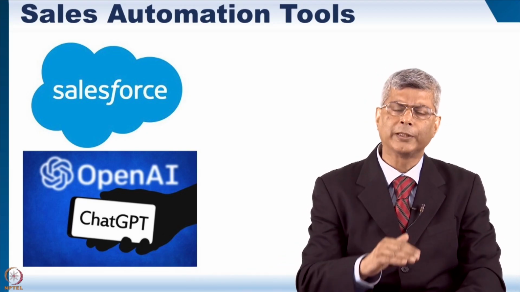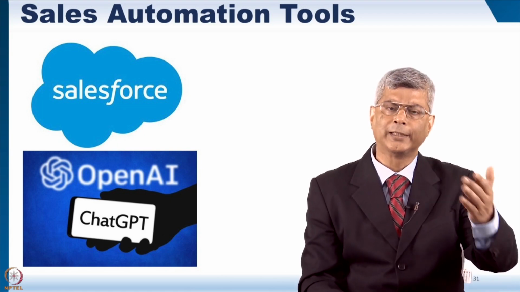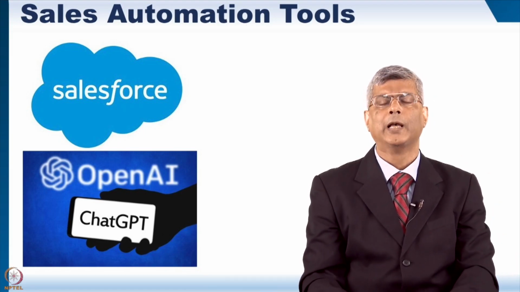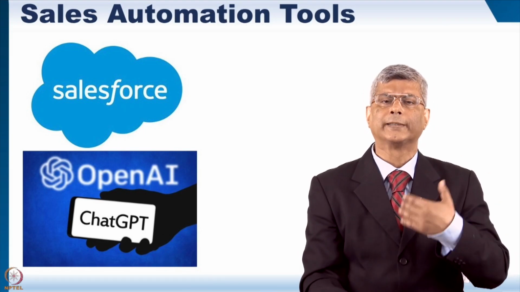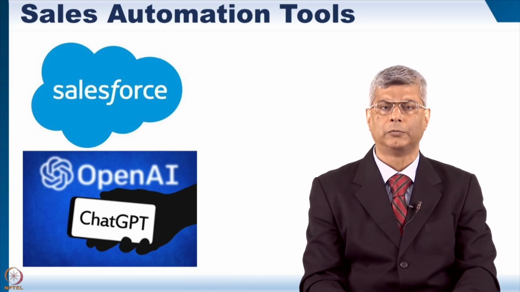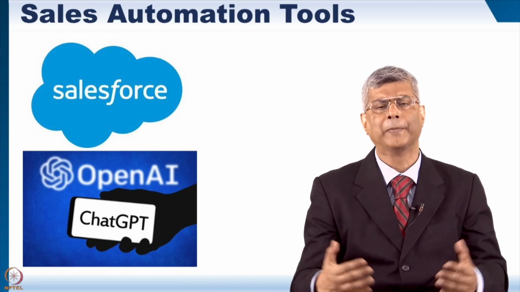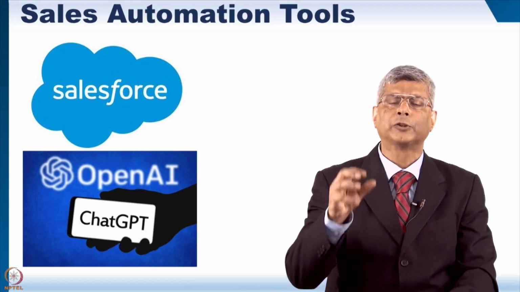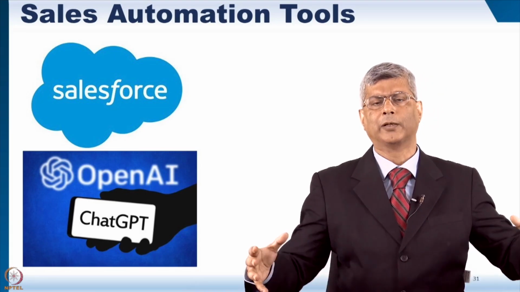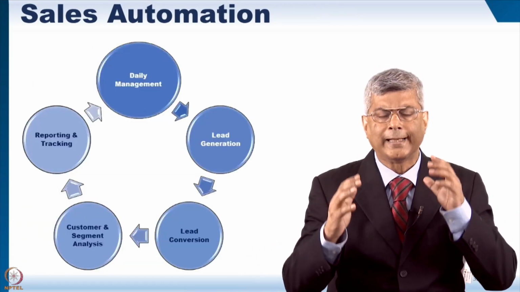So there are automation tools which have existed, like Salesforce.com, and there are many others like Salesforce. And recently, what has emerged are AI-based tools, and many of you would have heard about a tool called ChatGPT, but there are many others like that. So let's have a look at sales automation. How do you automate the entire sales process? What does sales automation do?